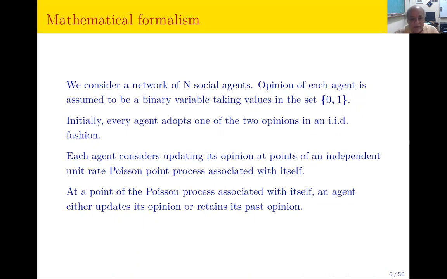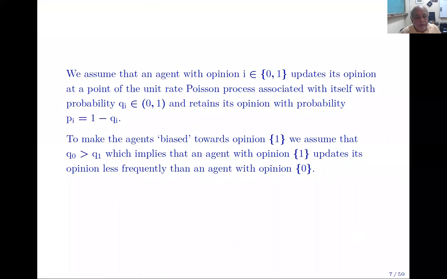So in other words, if I take two disjoint intervals of time, the number of times the Poisson clock rings is independent in these two. Okay. And so when the Poisson clock rings for the agent, then the agent decides to update its opinion or retain its past opinion. We also give that choice. Retain its past opinion in the sense that an agent is allowed to be biased towards his or her opinion. So what do I mean by bias? We'll just get there.